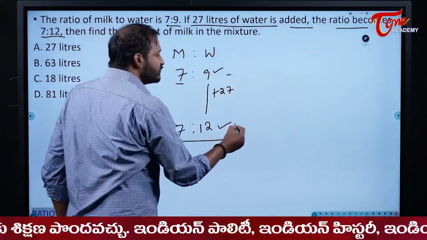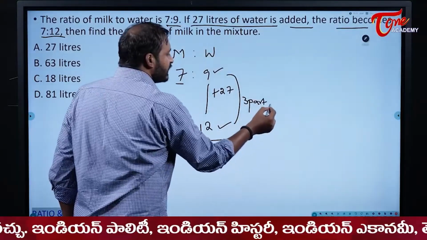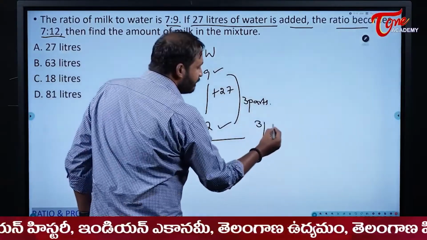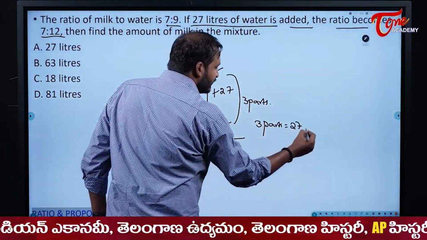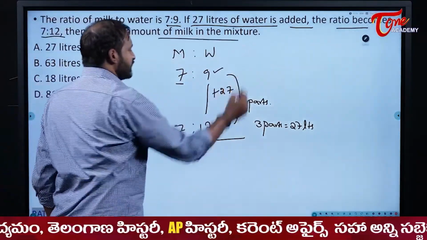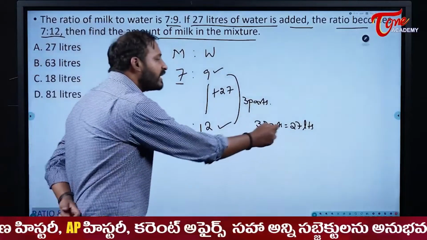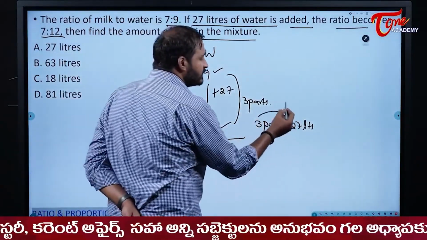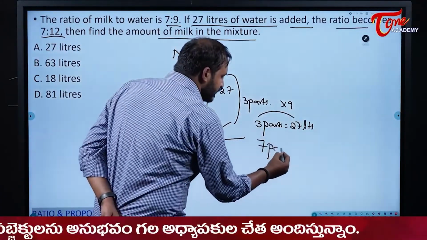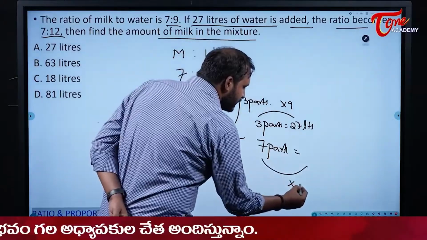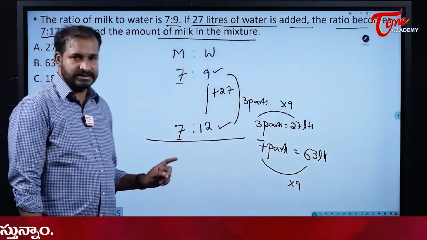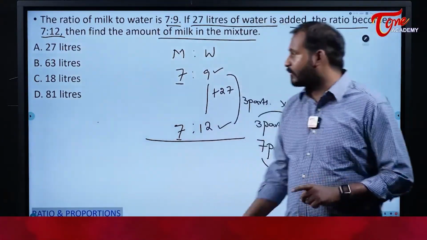So what is the difference between these two? 3 parts. These 3 parts difference was because of what? 27 liters of water. So what can I say now? 3 parts is equal to 27 liters. Now I need to find the amount of milk in my mixture. If 3 parts is 27 liters, tell me what is 1 part? That is nothing but 9, because 3 into 9 is 27. So milk is how many parts here? 7 parts. Then 7 parts becomes what for me here? 7 into 9, which is equal to 63 liters. So the milk portion here is 63 liters. In this manner, we are going to solve the problems.